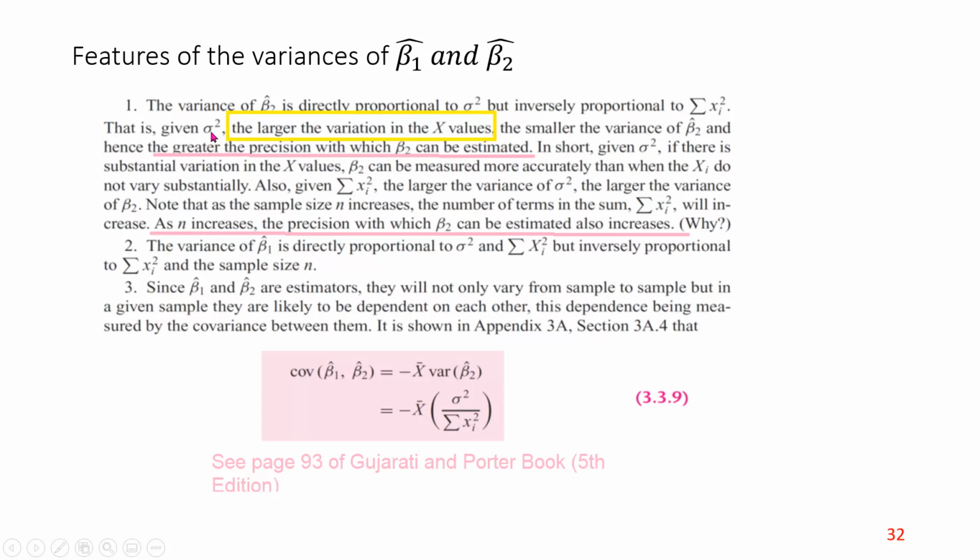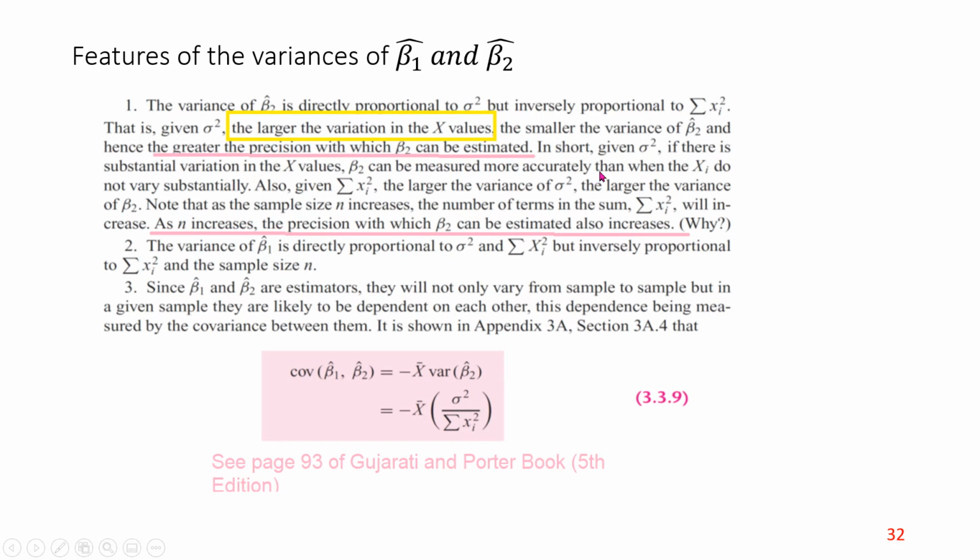That is, if sigma square is a constant value, as we just said that the variance of the residual term is a fixed value by using the assumption of homoscedasticity. So if it is a given value, then the larger the variation in x values, the smaller the variance of beta 2 hat. Why? Because the sum of xi square is in the denominator. So if this is a high number, the variance of beta 2 hat will be a small number. And we know that when the variance of something is small, it means it has greater precision, right?